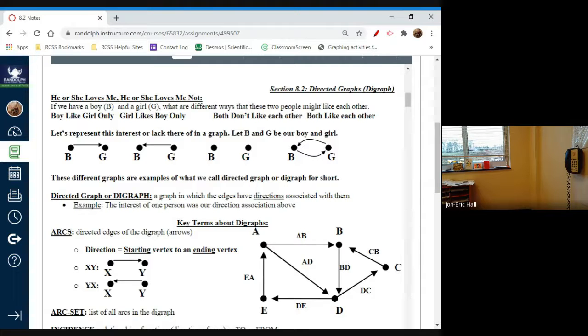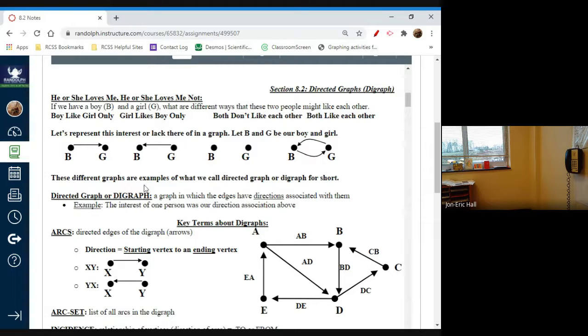So let's represent this interest or lack thereof in a graph, right? So let B be the boy, G be the girl. If I draw an arrow from B to G, what does that mean? Boy likes girl. If I draw an arrow from G to B, girl likes boy. But the feelings aren't reciprocated in these two situations, right? Friend zone. If there's a boy and a girl and there's no line between them, guess what? They don't like each other. Boy doesn't like girl, girl doesn't like boy. Okay? But if there are these two arrows, guess what? They like each other. That's a match. That's a match, people.